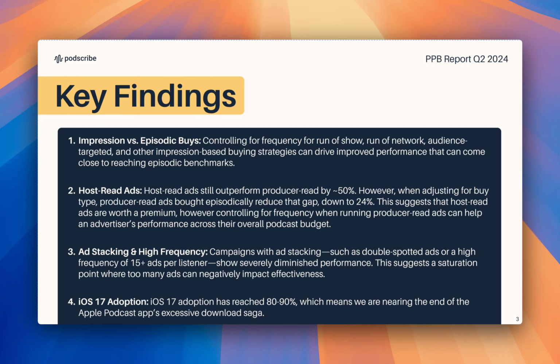The third one is ad stacking and high frequency. As a customer of Podscribe, you have the added benefit of understanding whether there are any placement or delivery issues going on within a given campaign. We've found that some of these flags, such as ad stacking or high frequency, do identify issues, because they drive performance down when campaigns are flagged with these types of flags. So we'll dive in on that.